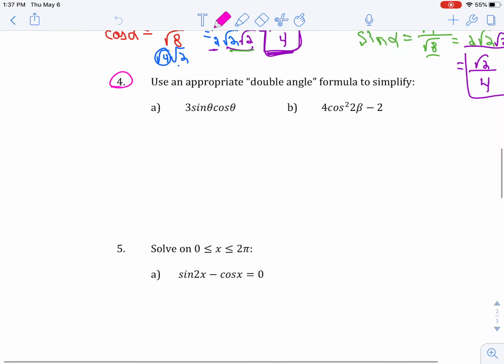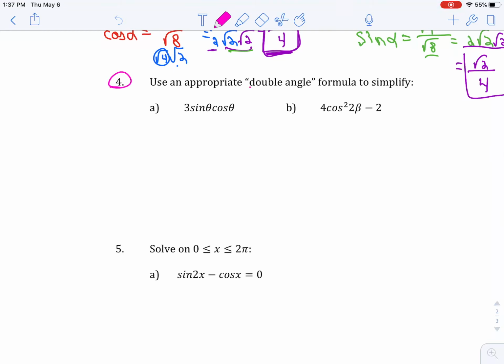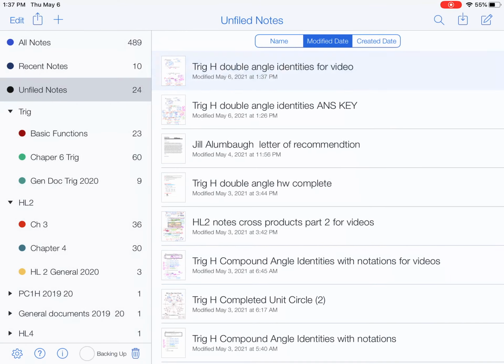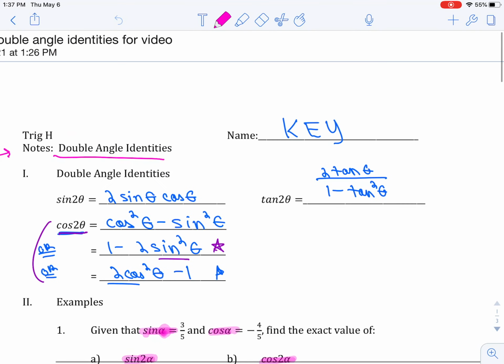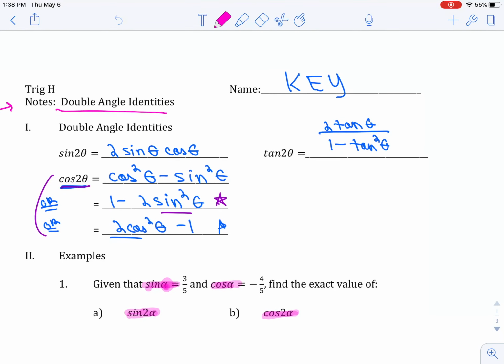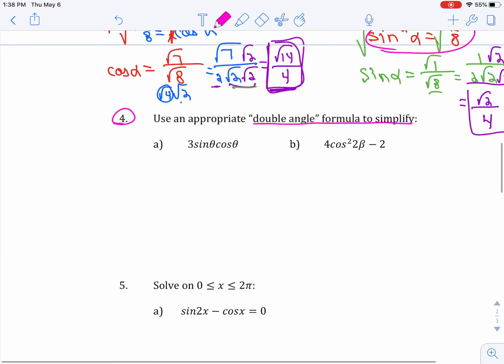Okay, so what we're going to be doing here, it says use an appropriate double angle formula to simplify. So basically you're going to be working with an expression on this side, and then you're going to be turning it into one of these. That's what they mean by simplify: you're given the complicated side of the equation, and you want the less complicated side.